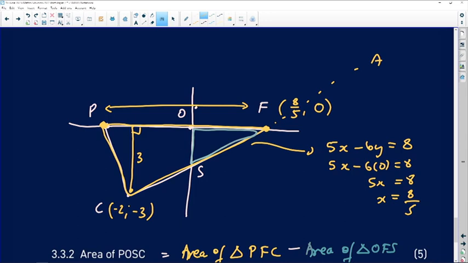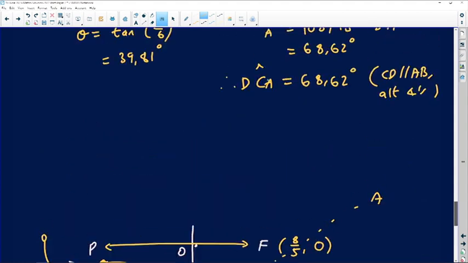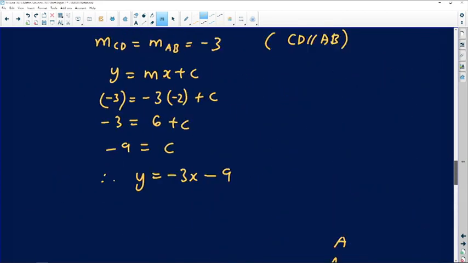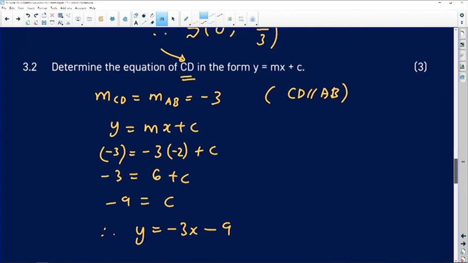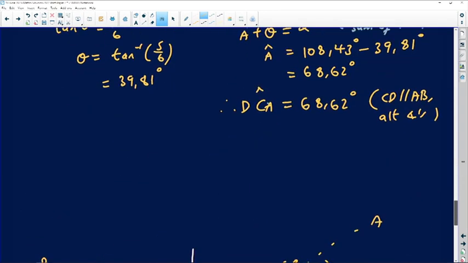I want to do the same thing for the line PC. Do we know the equation of the line PC? We found it in the previous calculation. Let's go back and quickly look at it. I think it was minus 3x minus y. Yes, minus 3x minus 9. The line CD passes through point P. That's the line we're looking at.